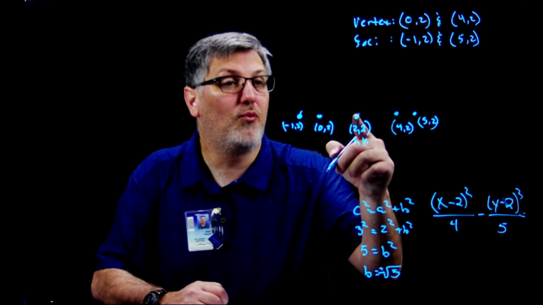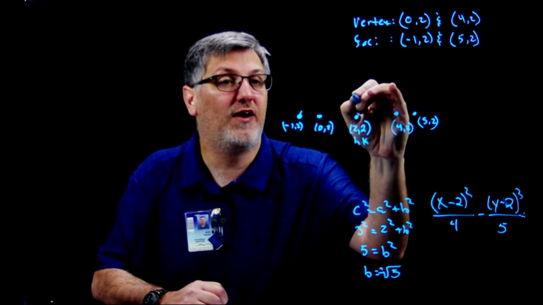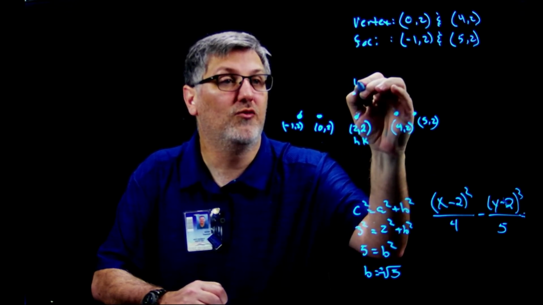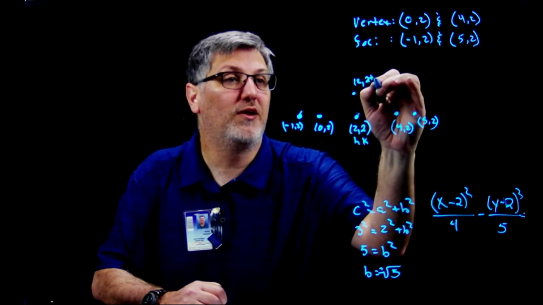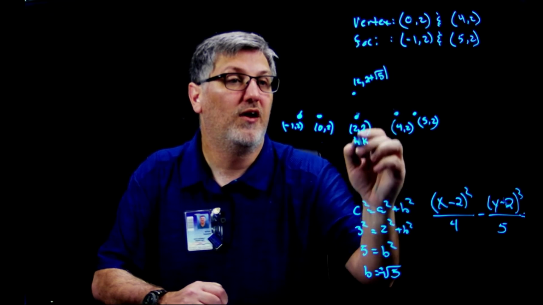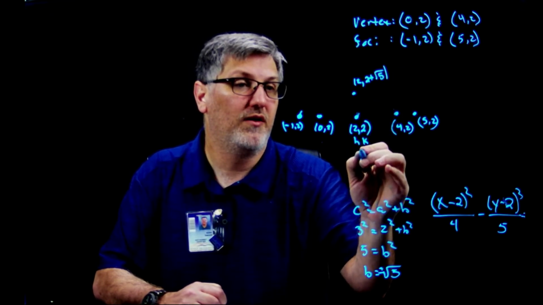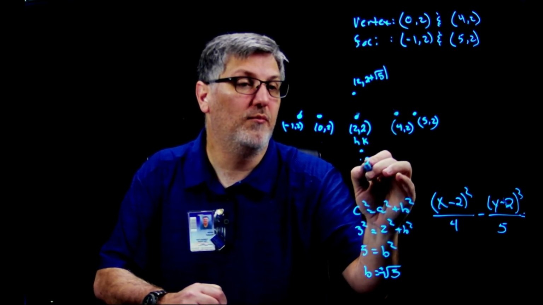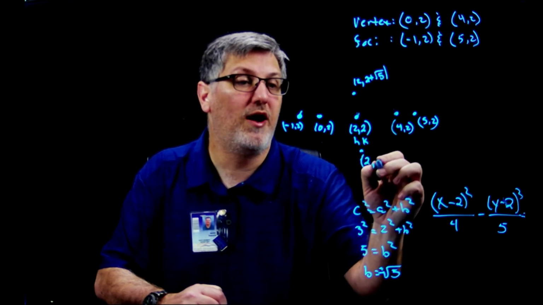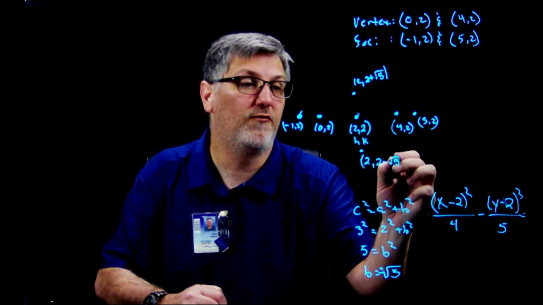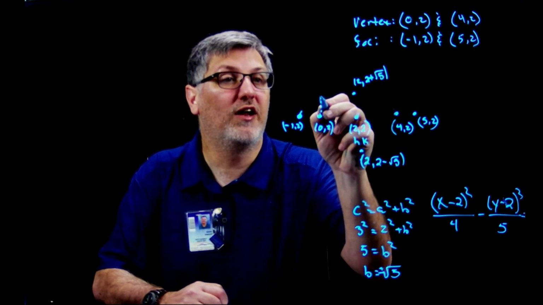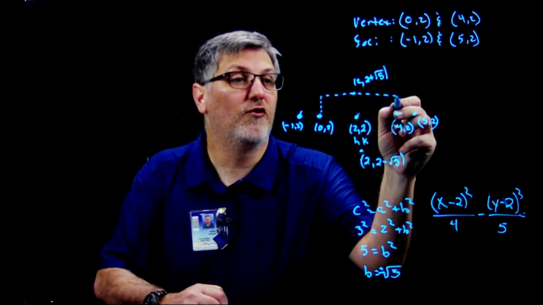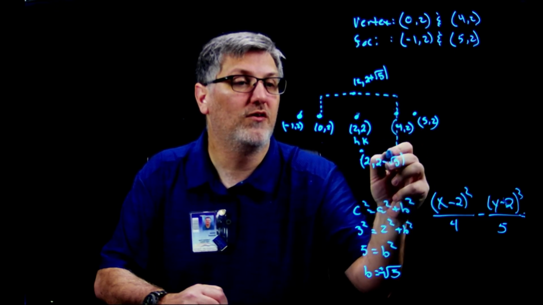So if I'm at this point right here and I go straight up, my x value is still 2. But my y value is going to be 2 plus the square root of 5. I want to come straight down. And my x value is still 2, but now my y value is 2 minus the square root of 5. This is why we have a plus or minus. And then what we do is we just draw a rectangle through the vertices and those points.